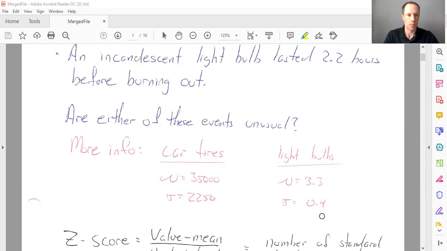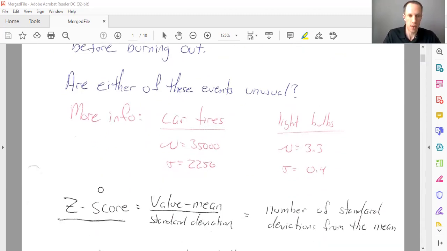So with that information, maybe we can try to answer the question, are either of the events that I described above unusual? Well, to answer that question, we're going to calculate something called a z-score. A z-score can be found by taking the value minus the mean and dividing by the standard deviation. When you do that, the result will tell you how many standard deviations away from the mean the data value is located. And so this is going to be a measure of position because it's telling us where this particular data value lies with respect to the mean.